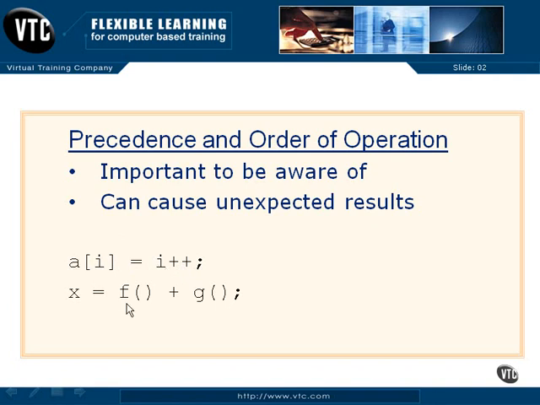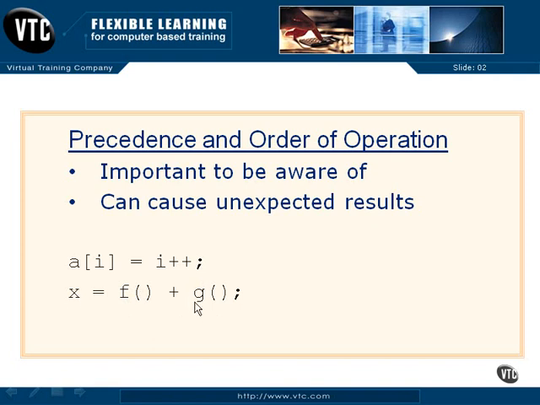Same issue down here. Here we're saying that the value of x is equal to the result of the function f. F is going to be called, and then some result will come back from the f function, added to the result of the g function. We're going to call this g function, and it's going to do something and give us a number back. So these two numbers will be added together and then put into x.